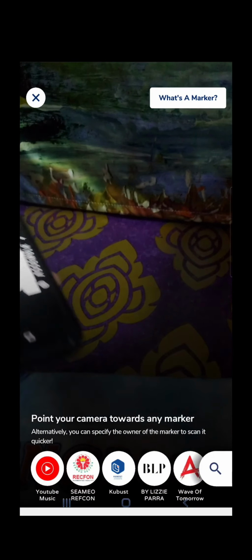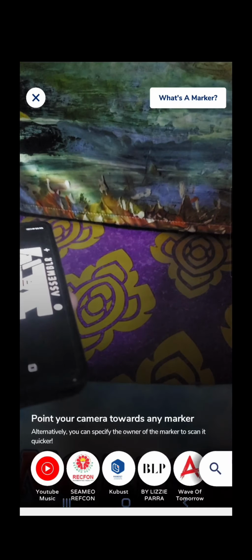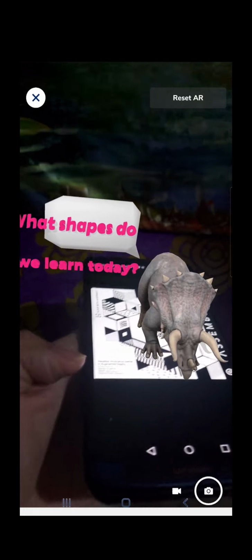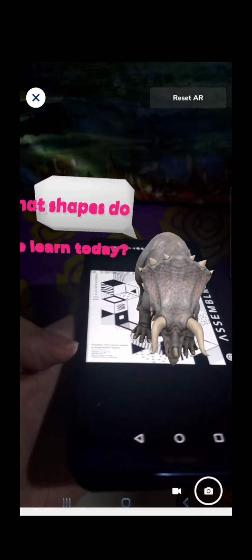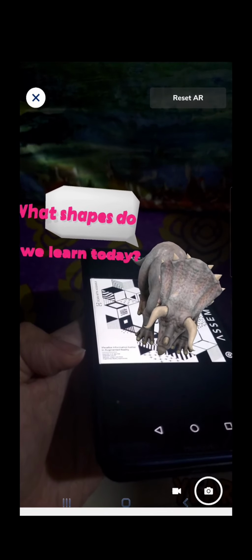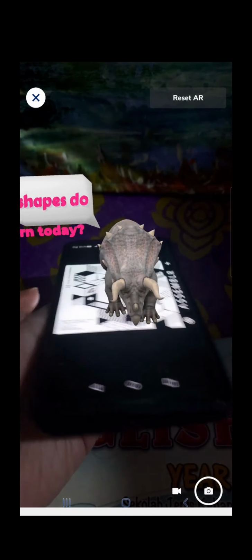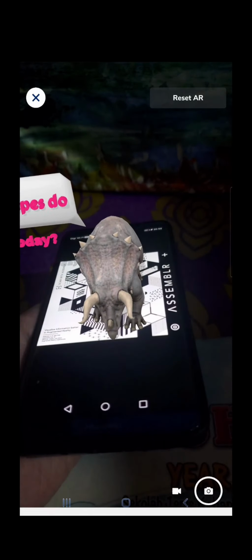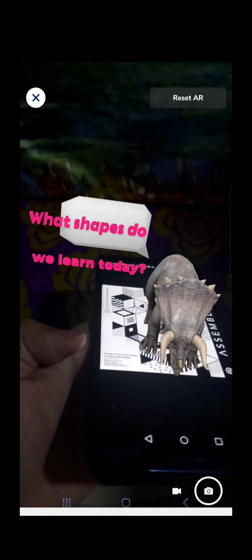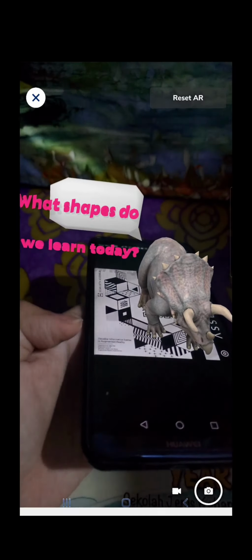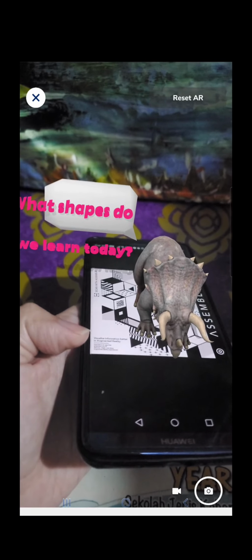So before we end our lesson, teacher has invited a special guest. So let's see, who is he? This special guest is a dinosaur. So he has a question for you. He asks, what shapes do we learn today? So we learn about circle, triangle, square, rectangle, and the last one, a shape with a longer name, which is parallelogram. So there are 5 shapes in total that we learned today.